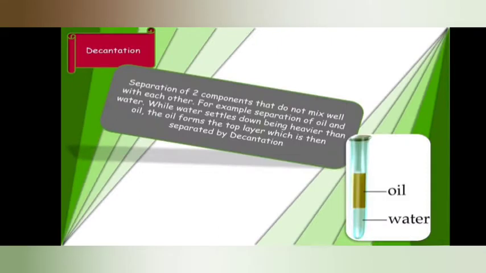And the second method is decantation. Decantation means the separation of two components that do not mix well with each other. For example, the separation of oil and water. While water settles down, being heavier than oil, the oil forms the top layer, which is then separated by decantation. For example, you can see in the picture that oil forms the top layer and the water, which is the heavier component, settles down at the bottom.